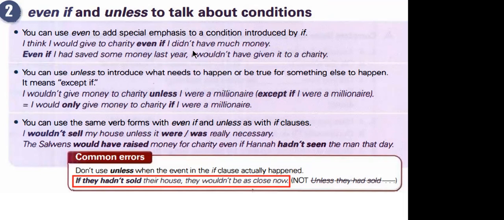So this happened. This is already in the past. So because it already happened, we can't use unless. Unless is for the future, for something that needs to happen.